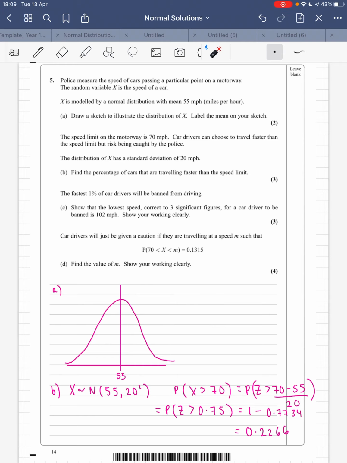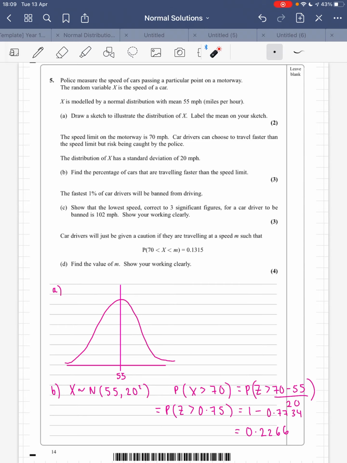Right, the first part of that question is really easy. Police measure the speed of cars passing a particular spot on a motorway. The random variable X is the speed of the car. X is modelled by a normal distribution with a mean of 55 miles per hour. Draw a sketch to illustrate the distribution of X. Label the mean on your sketch.